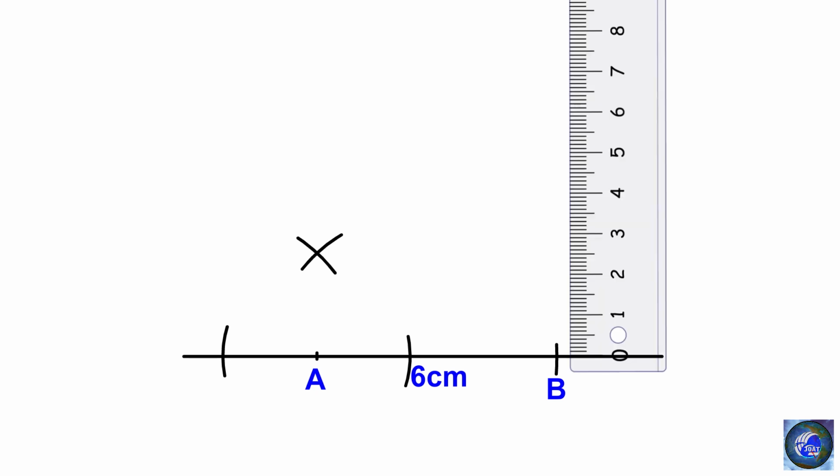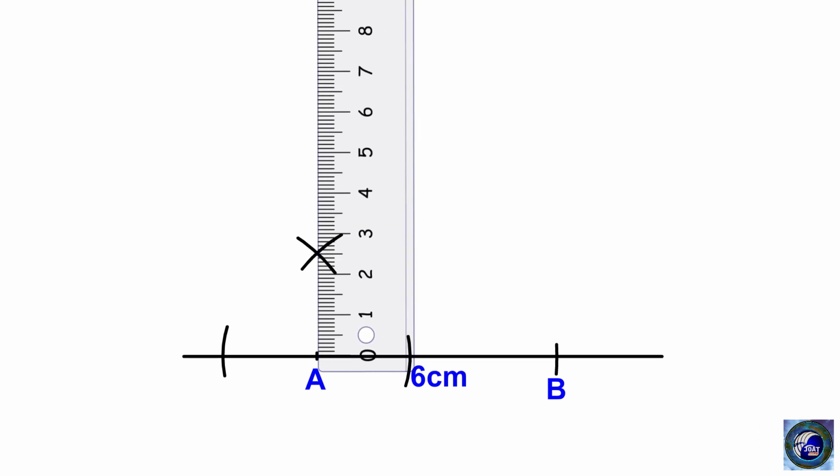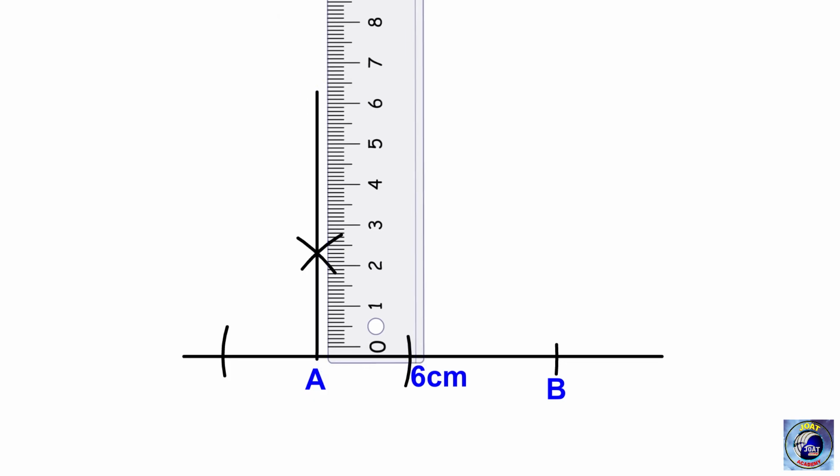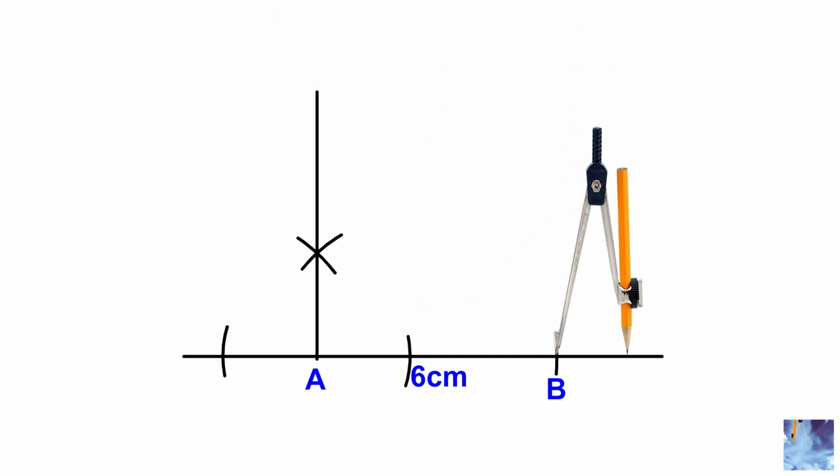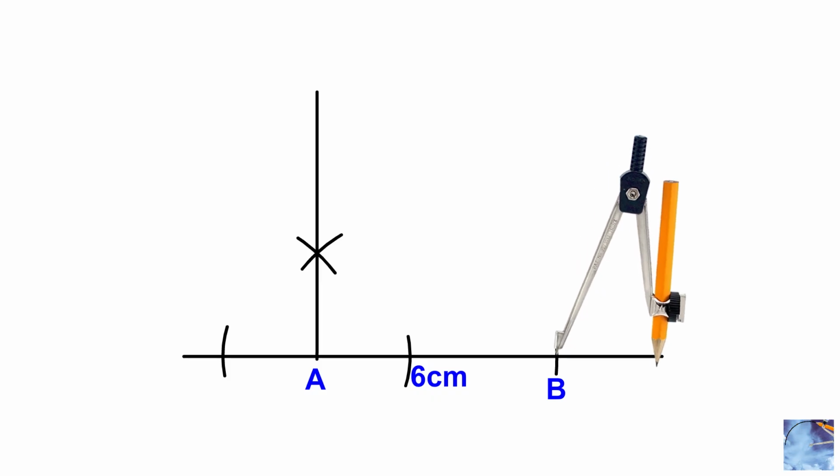Using your ruler and pencil, draw a straight line from point A through the point of intersection. This gives us a perpendicular line at A. Repeat the same construction at point B to obtain another perpendicular line, as shown.